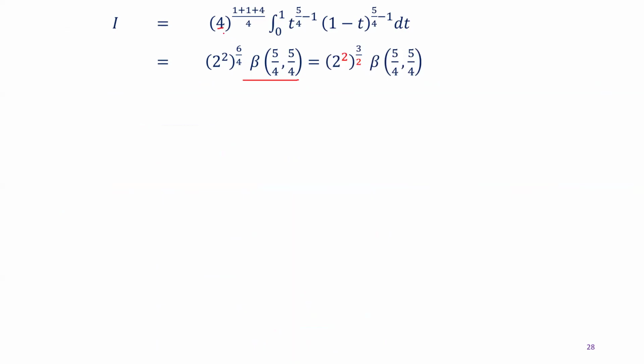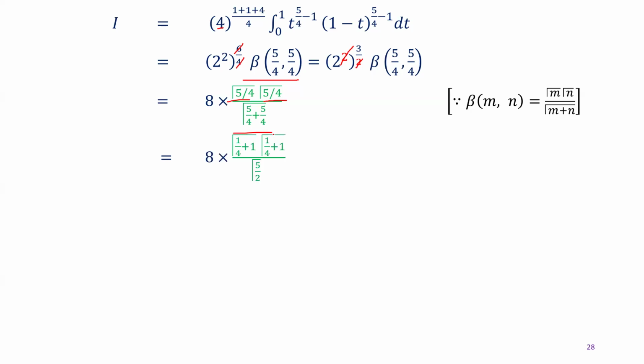And 4 is 2 square, so (2 square) whole to the power 6 by 4. 2 to the power 2 times 6 by 4 means it is 3 by 2. 2 to the power 3 means 8. And beta of 5 by 4, 5 by 4 is gamma 5 by 4 into gamma 5 by 4 divided by gamma of 5 by 4 plus 5 by 4, which gives us 8 into gamma 5 by 4 is 1 by 4 plus 1, again 1 by 4 plus 1. And this 5 by 4 plus 5 by 4 is 5 by 2, gamma 5 by 2.